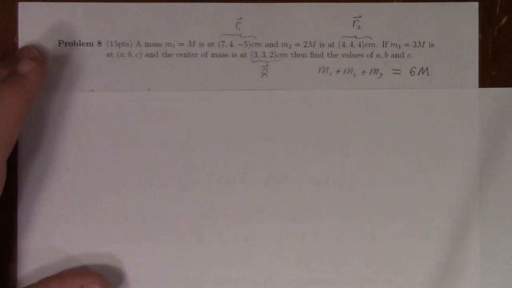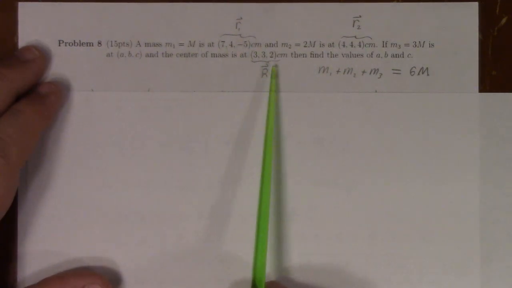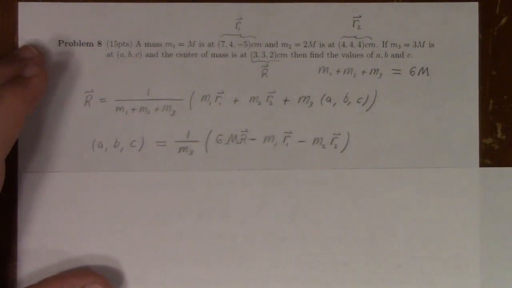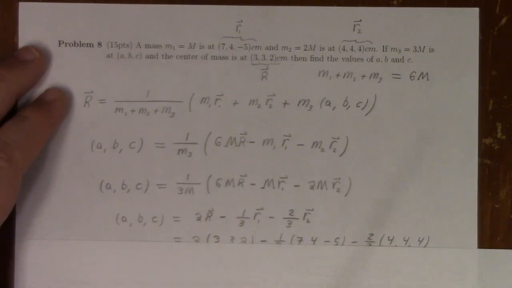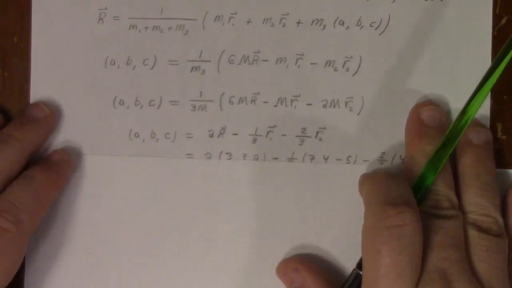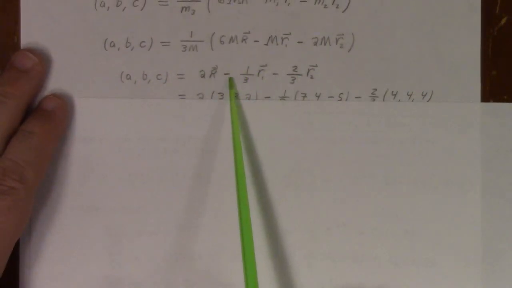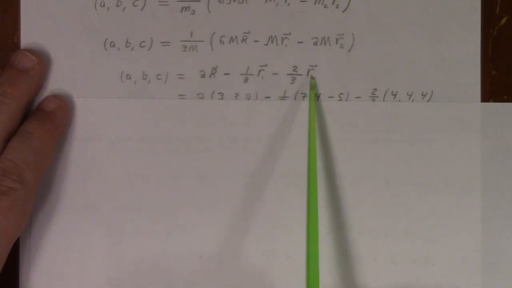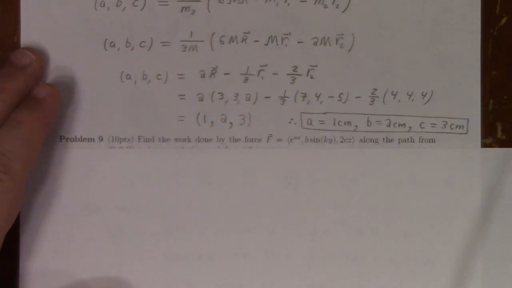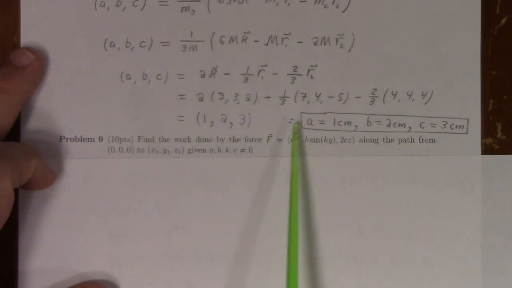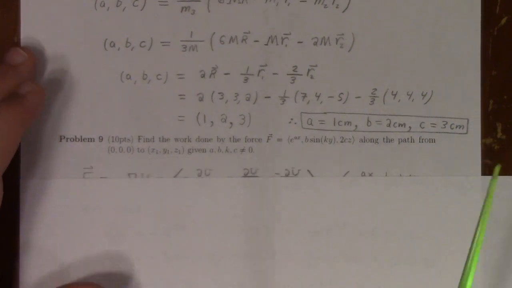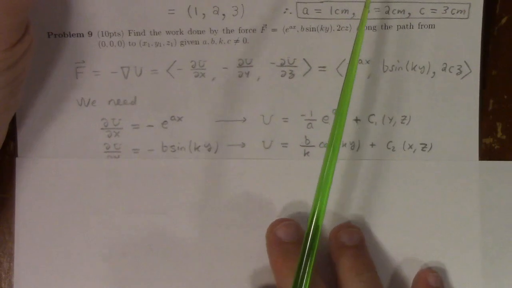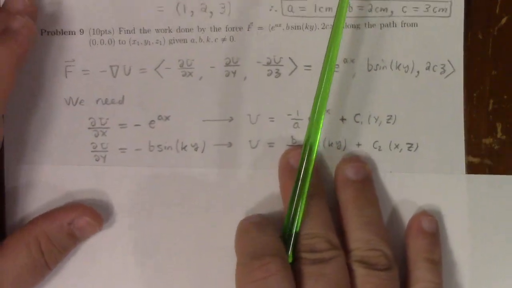You don't actually need to know the mass to figure this out, because when you work out the math, the masses end up canceling. You get the m here and here and here and here, so they cancel. They just end up giving you ABC is twice the center of mass, minus 1/3 the position of 1, minus 2/3 the position of 2. When you plug in what you got, you get 1, 2, 3. So the third mass was apparently at 1, 2, 3 in centimeters. Not much to say there about problem 8. It's kind of cut and dried.